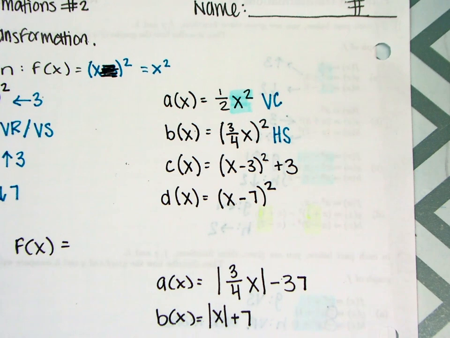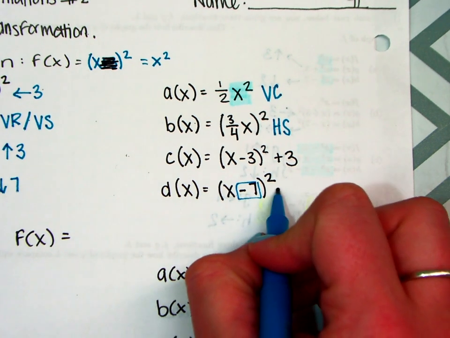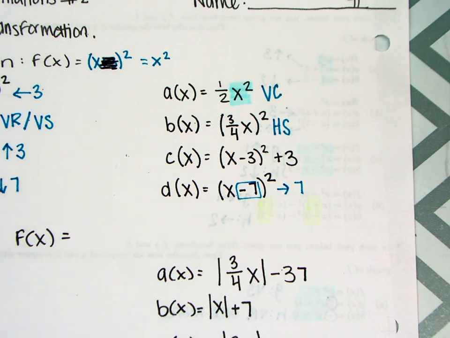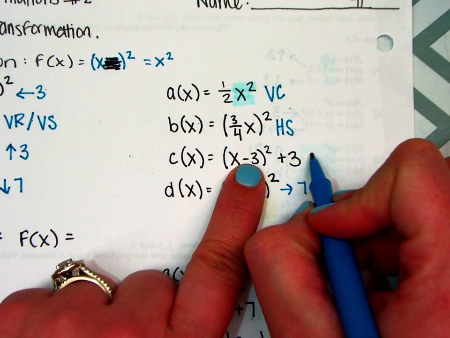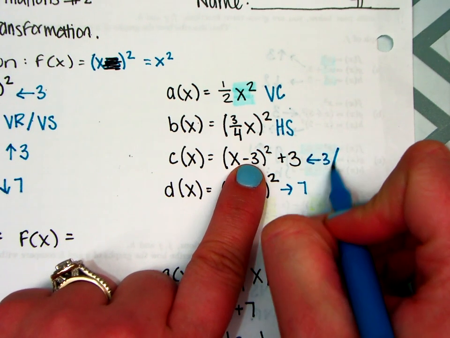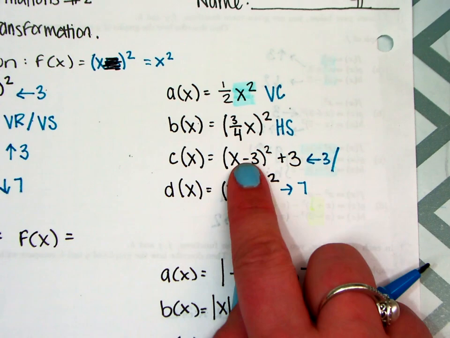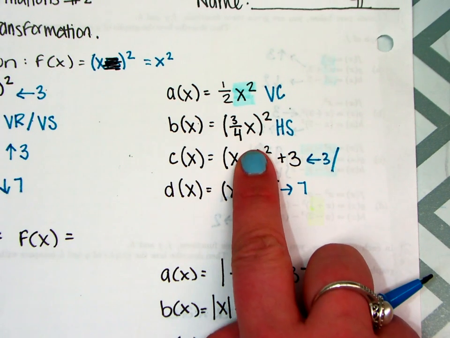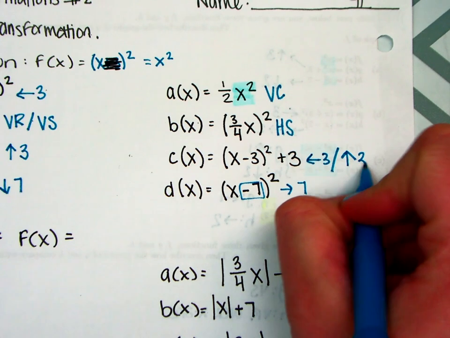Okay, on D, the negative is inside of the function, which means this is going to shift it to the right 7. Oh, sorry, I just totally skipped C. All right, so the negative 3 is inside the function and it's subtracting, so that means it's going to go right 3. And then the positive 3 is outside of the x squared function. Even though this is in it, we're going to ignore it to help us with this part. So this is outside and positive, so it goes up 3.